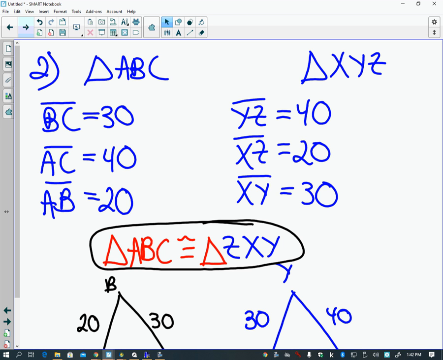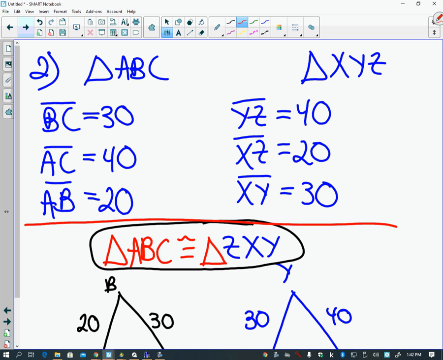They're going to tell you that you have two triangles. One is ABC, one is XYZ. BC is 30, AC is 40, AB is 20, YZ is 40, XZ is 20, XY is 30. And that is basically the extent of what the question is going to tell you. They're just going to say, write a congruency statement for that. And so the mistake that most people make with a question like this is they automatically assume if it's triangle ABC, it's congruent to triangle XYZ.